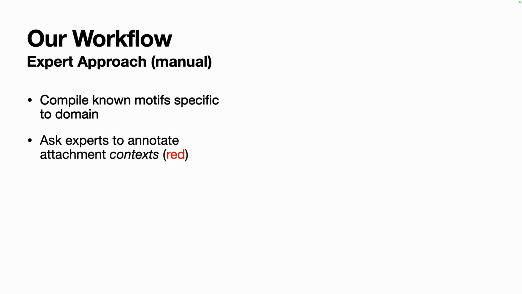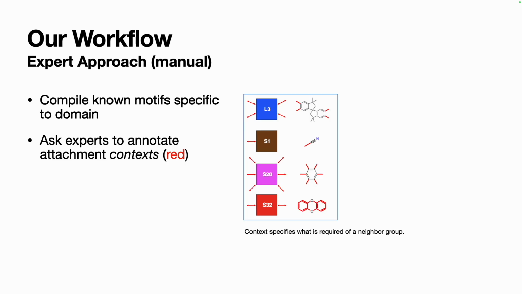First, we'll describe the expert approach. In the expert approach, we or the expert compile the set of motifs which are known to be good. We also ask experts to provide us annotations for the attachment contexts, highlighted in red. These contexts explicitly specify what needs to be present in the neighboring group in order to attach it to the current functional group. As an example, we show 4 functional groups from the gas separation membrane domain, and these are known to be good by experts in this domain.